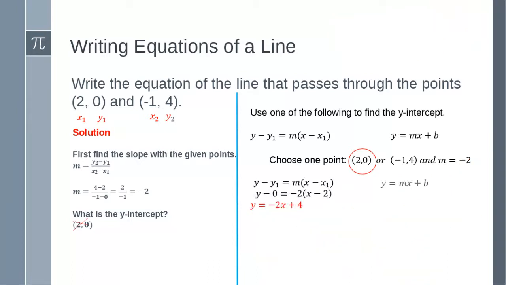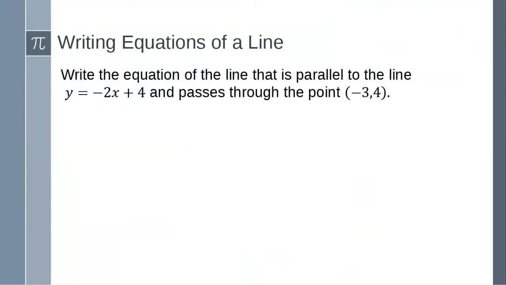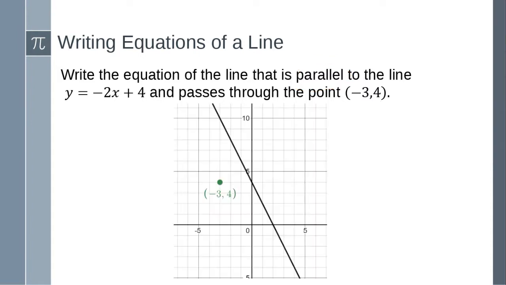Okay, let me just skip through this since I worked it out with the wrong slope. Okay, so let's go to another one. Write the equation of a line that is parallel. So here they're asking for a line, and then they throw in this word parallel, to the line y equals -2x plus 4 and passes through the point (-3, 4). So let's look at what parallel means here. Right now, they're giving me this line, y equals -2x plus 4, is this line right here.